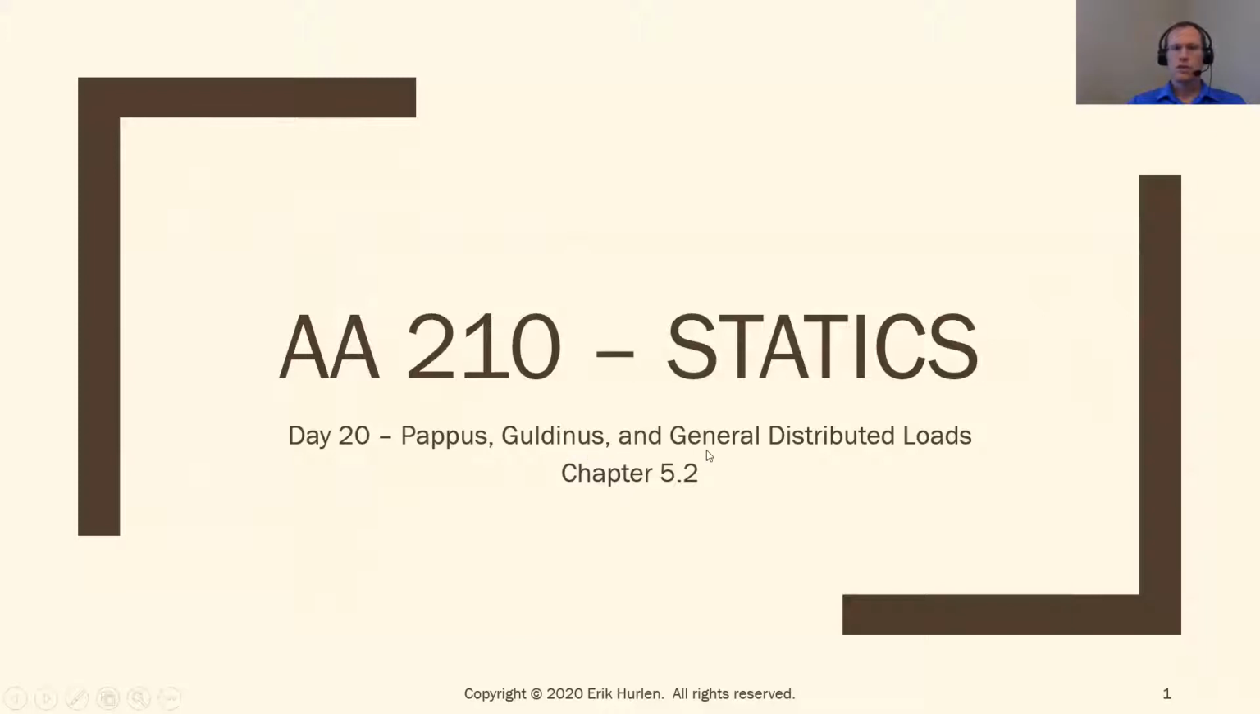Then we're also going to see some general distributed loads. Everything we've done so far with the centroid has been two-dimensional distributed loadings. Today we're going to get into three-dimensional distributed loadings.